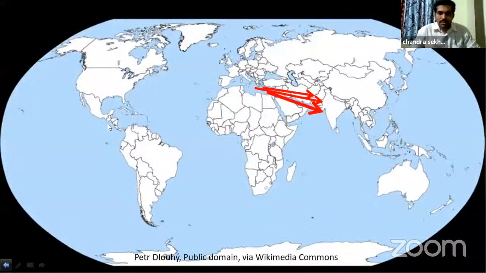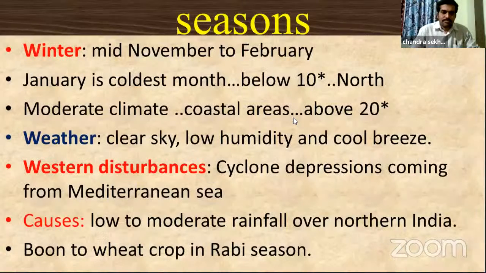I will show the map also. The red arrow marks are coming from the Mediterranean Sea. These are coming towards India. That's why these are called western disturbances. They disturb our Indian climate. That's why we are calling them disturbances.